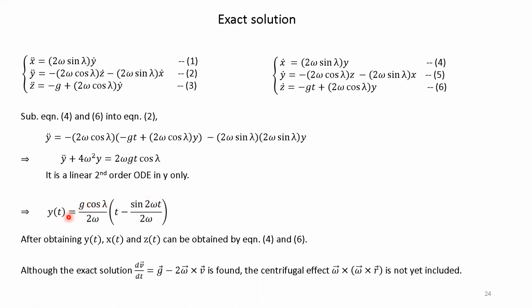And now you have y as a function of t. You can just put this back into equation 4 to get x dot, then you get x. And then substitute this into equation 6, then you get z dot, which gives you z. Okay, so then you see that you actually have the exact solution.